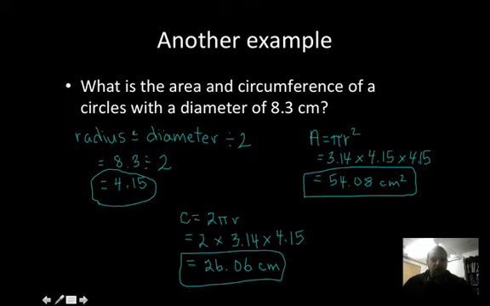One thing you need to do when you're answering questions like this is go back and reread the question. What is the area and circumference of a circle with a diameter of 8.3 centimeters? And then we look at our answers. We've got the area is 54.08 centimeters squared, and we have the circumference 26.06 centimeters. So we've answered both parts of the question.